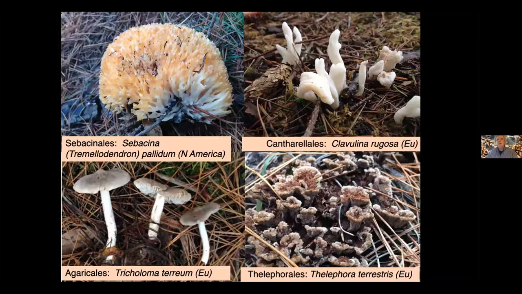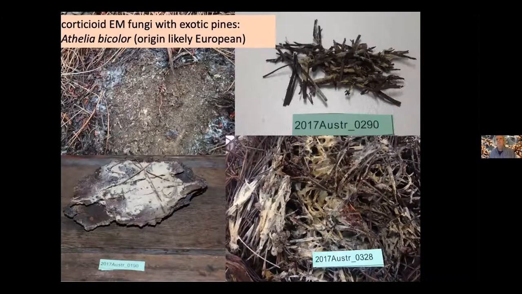So in the course of doing a fruiting body survey, we've also been able to nail down the taxonomy of several other mycorrhizal fungi that have been co-introduced with pines, such as Tremelodendron, Clavulina, Tricholoma, and Thelephora. In all of these instances, however, it almost always seems to be a single species that's highly adaptable and that has been widely dispersed. So even though all of these genera are represented by many species in their native range, it always seems to be just a single taxon that's been introduced.